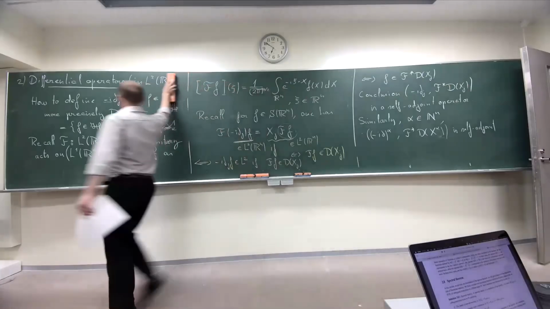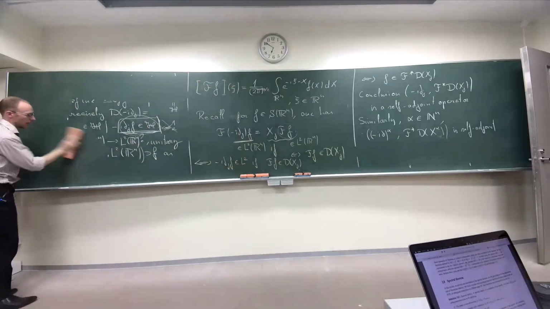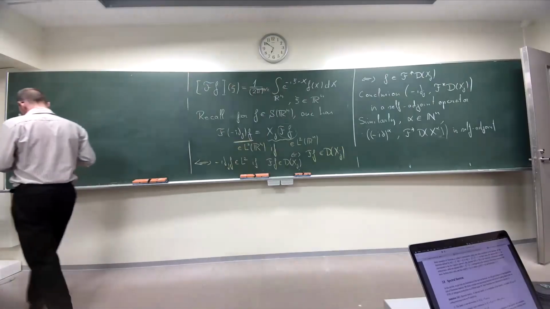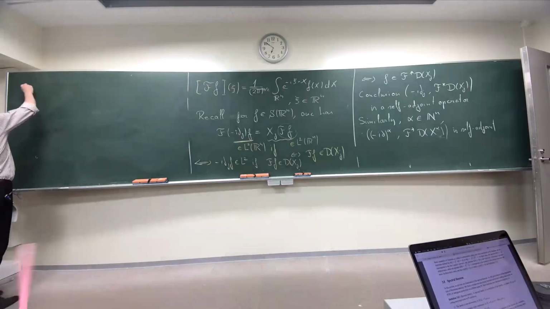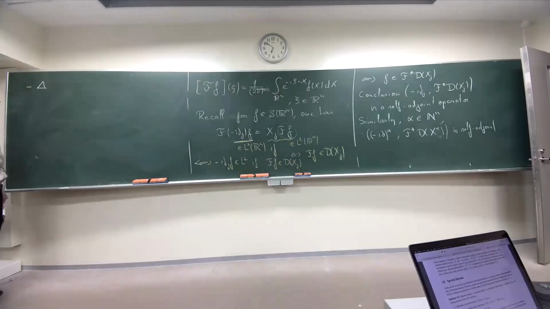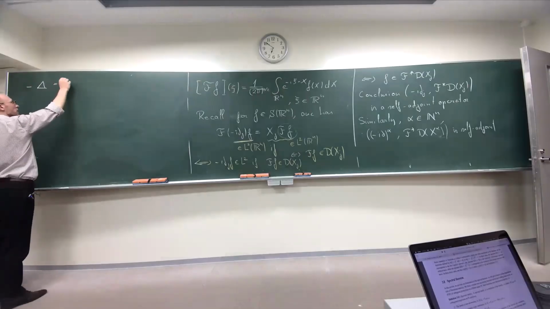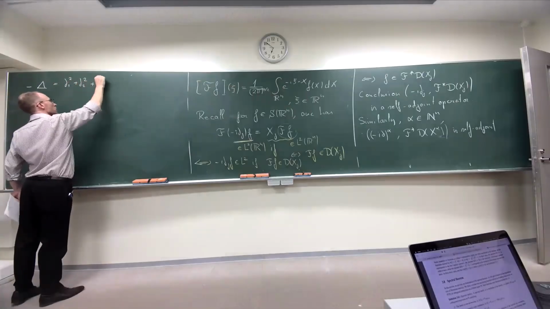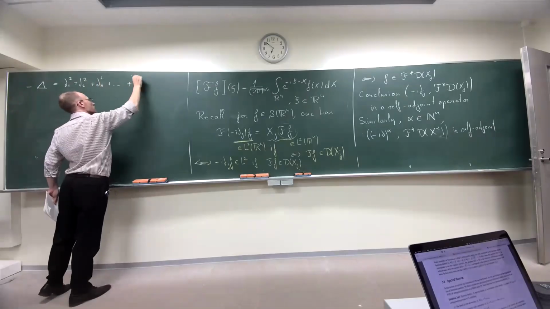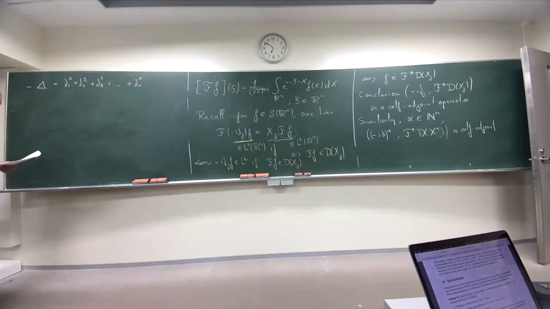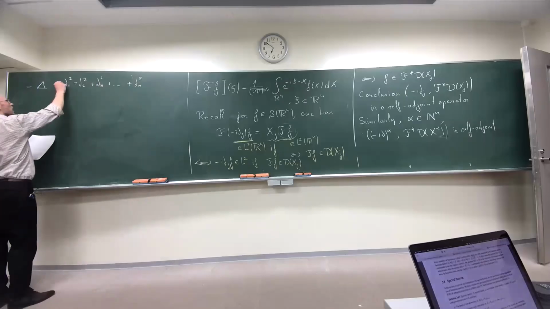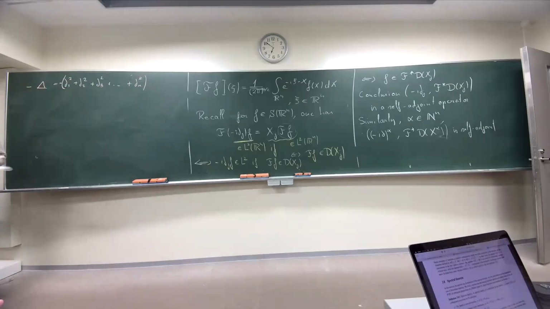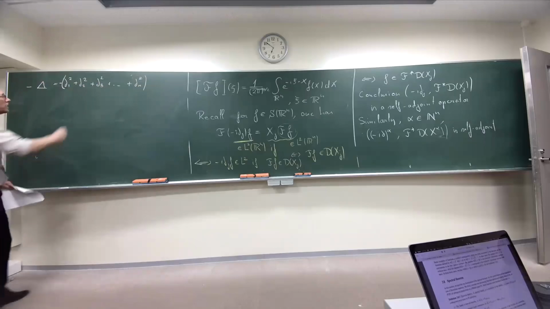Do you have any question? I told you this is quite a powerful tool. And I can do one more step, because you probably know the Laplacian, and I put minus. What is minus Laplacian? It is d1 squared plus d2 squared plus d3 squared up to dn squared. The minus has disappeared. Some people define the Laplacian already with a minus sign. It depends. This is called the Laplace operator.